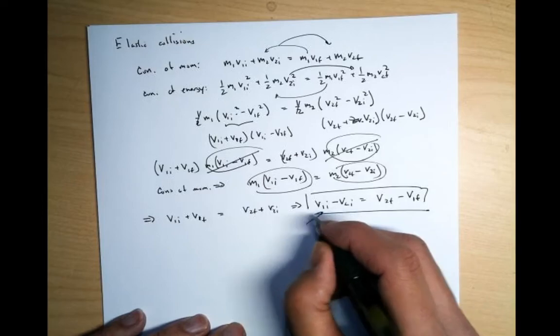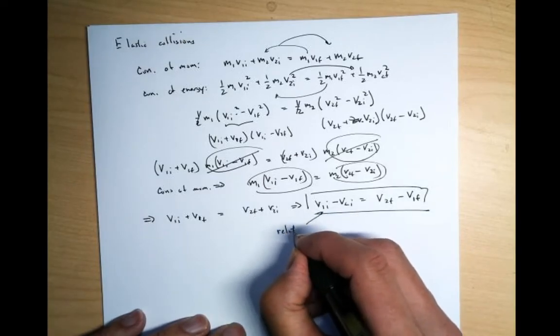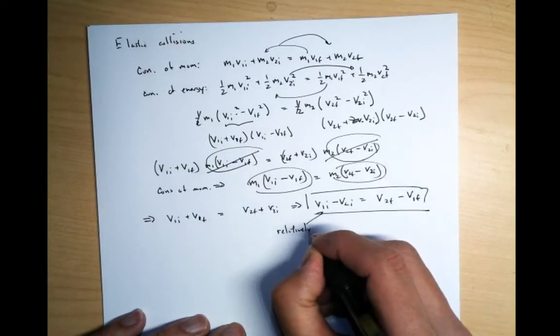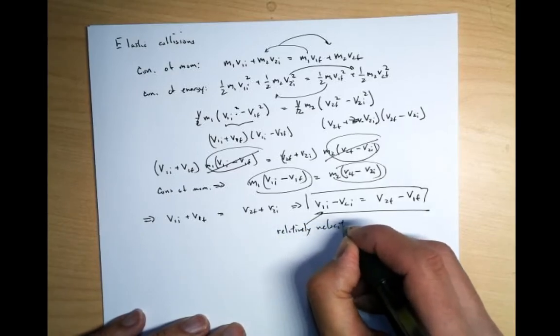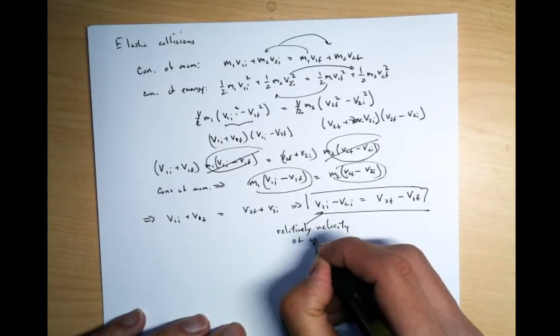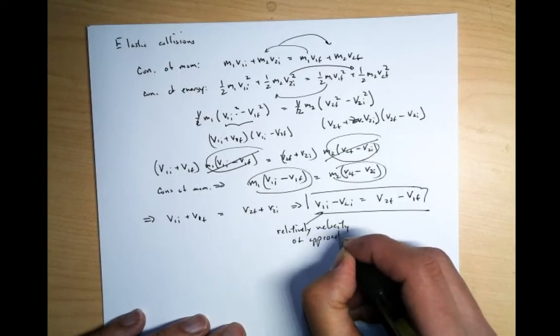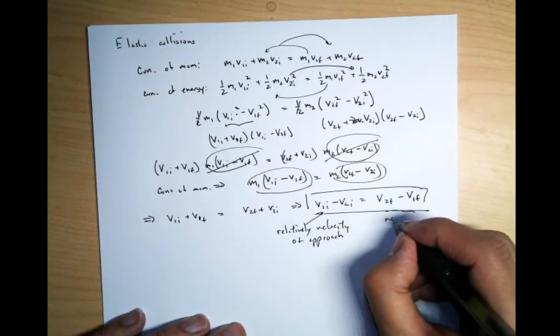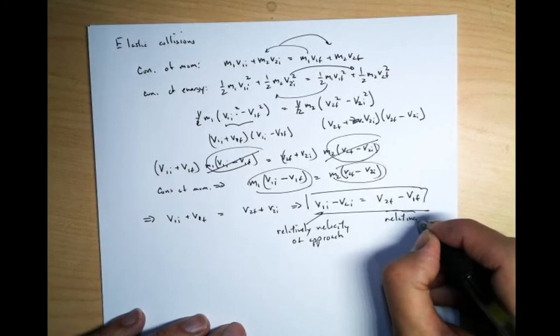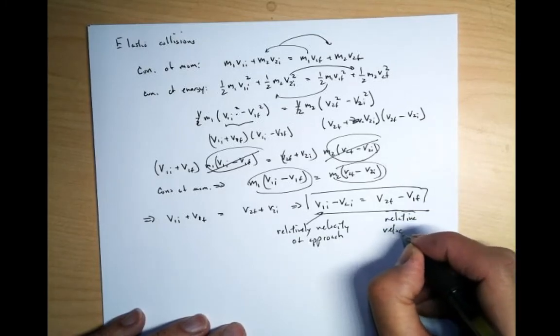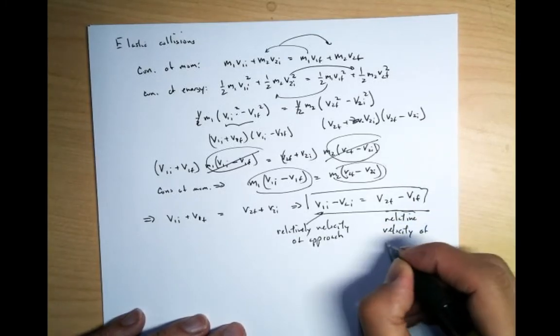Okay? So this is a key result here. This one is the relative velocity of approach, and this is the relative velocity of separation.